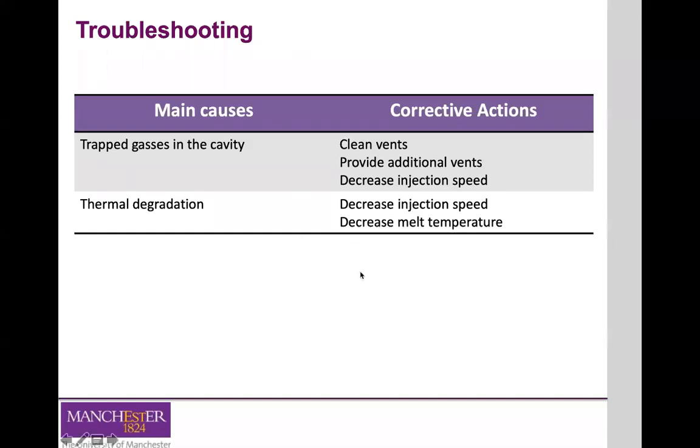Or you might just want to decrease the melting temperature. Sometimes the melting temperature might just be too high or too close to the degradation temperature. And by the linear and rotational movements of the screw, you are creating even further heat that will then cause the thermal degradation of your material.